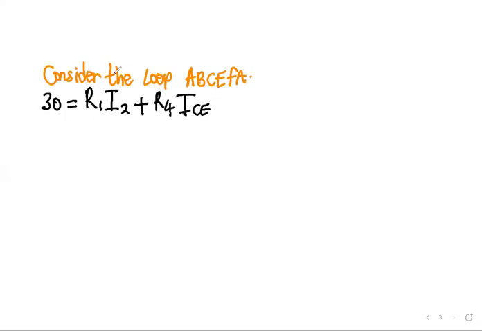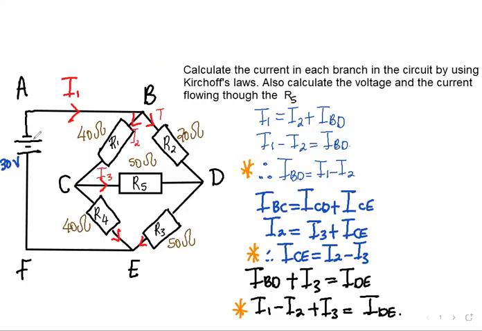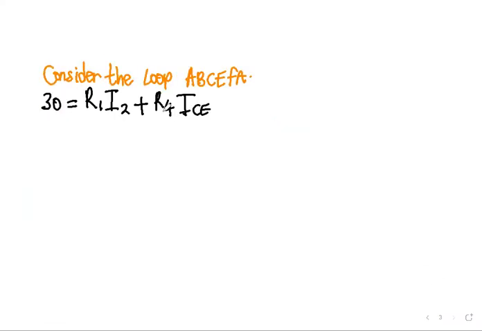Now let me show you this loop that I've just recently written. When you look at that loop, it's this loop here. Remember, it's loop A, B, C, and after C, it's E, F, A. So we're having R1, I2, and R4, the current through CE. So that is the loop that I just showed you. You must make sure that you don't make a mistake.